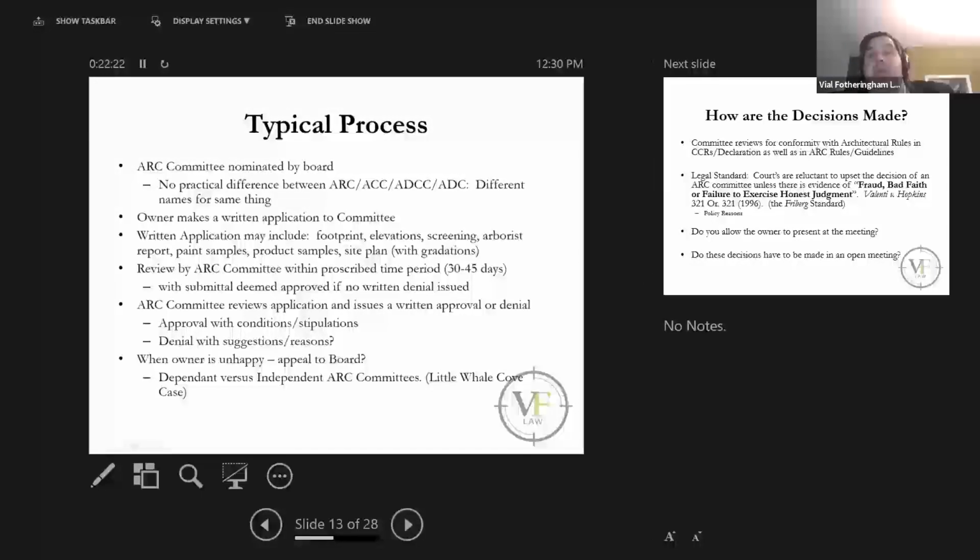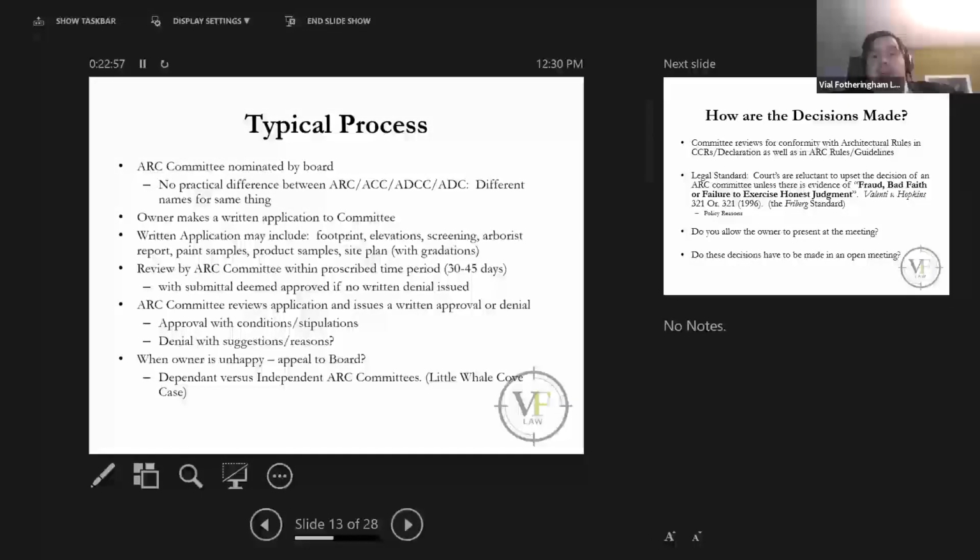Now, it's also often going to talk about the process for an owner making an application. They have to make a written application to the committee. Often it will say you've got to have something like all plans, specifications, and anything else, you know, paint chips, material samples, things like that have to be included. And then it says, if you don't submit all of that, the ARC can request more information or ask for clarification. So the owner makes the application to the committee.